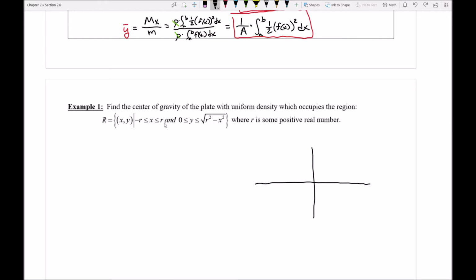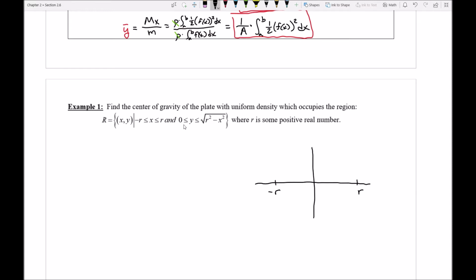So what we know is that there's some positive number r, and the values of x that are permissible, that are allowed to be a part of our region, range from negative r all the way up to positive r. So maybe this is negative 1 to 1, negative 2 to 2, negative a million to positive a million, who knows? And what we also see is that our y values are bounded as well.